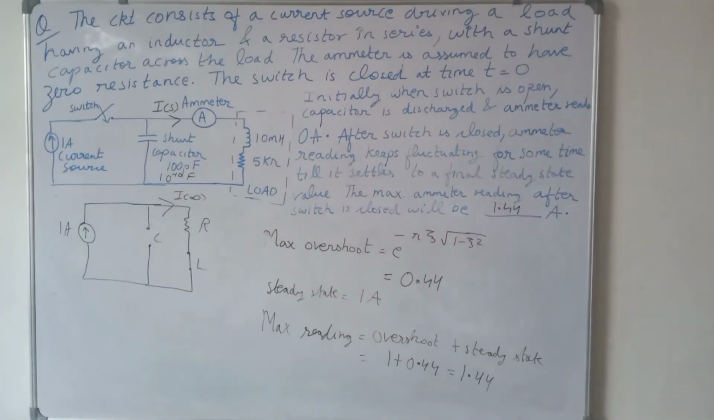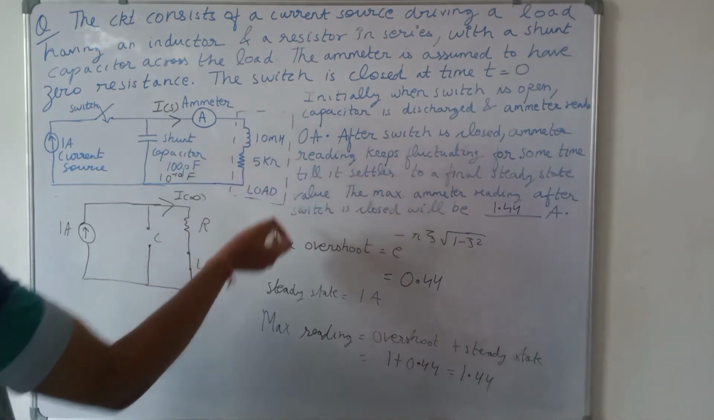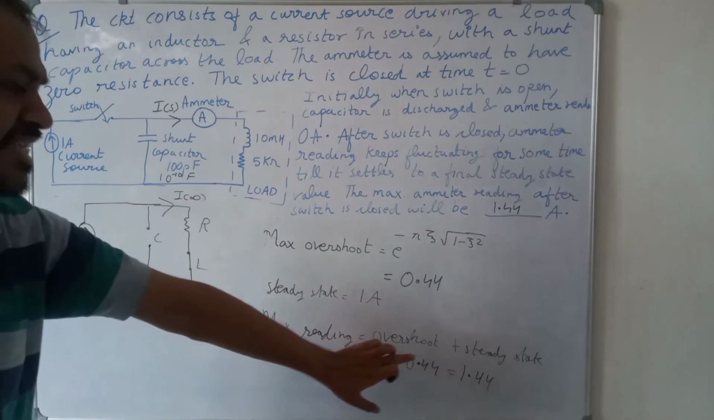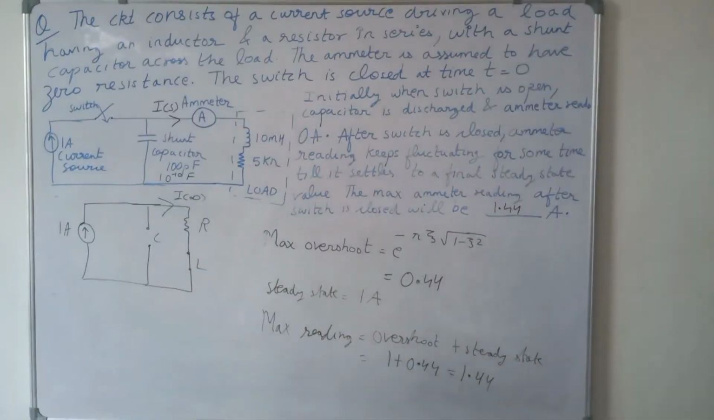Because the current can overshoot, the ammeter current will overshoot. So the maximum reading of the ammeter will be equal to the maximum overshoot plus the steady state value, because the steady state value will always remain fixed and the ammeter reading will overshoot above that value. So to find the maximum reading, we have to add the overshoot value to the steady state value. So this is how we find the maximum reading of the ammeter.